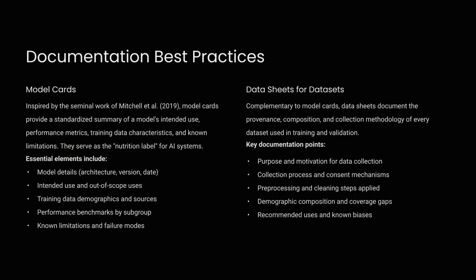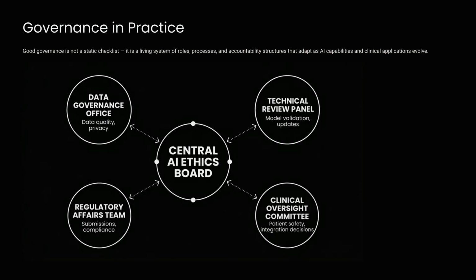Documentation best practices rely on model cards, which act as a nutrition label summarizing intended use, limitations, and performance metrics. Data sheets for datasets complement this by documenting provenance, composition, and collection methodology. Effective governance is a living system of accountability structures.